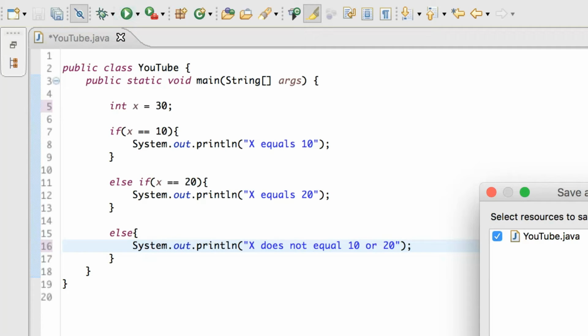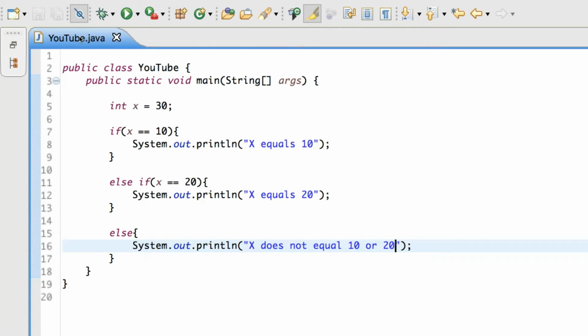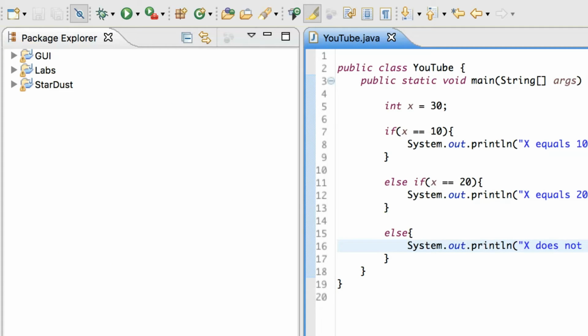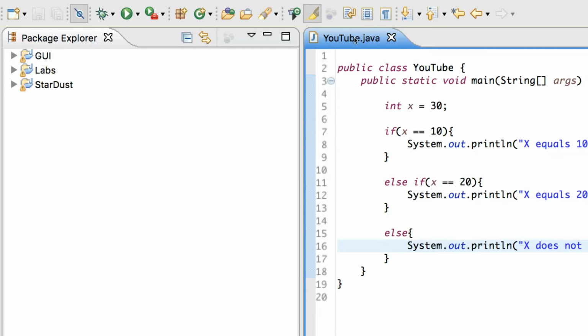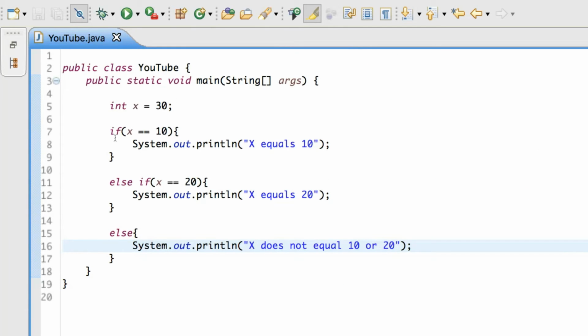So it should print out x does not equal 10 or 20, obviously, because x equals 30. So if I can get this console up, there we go. x does not equal 10 or 20 because as we see, x equals 30. It ran through both if statements and it did not find an instance where the if statement was true, so it went all the way down to the else, and then it said x does not equal 10 or 20.